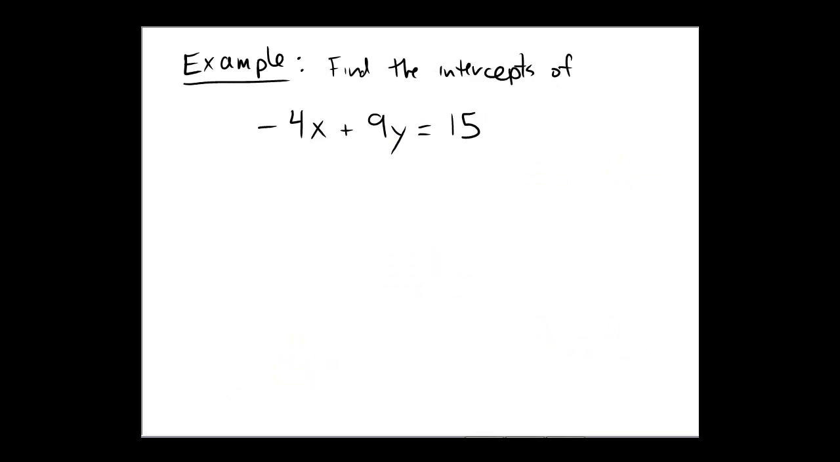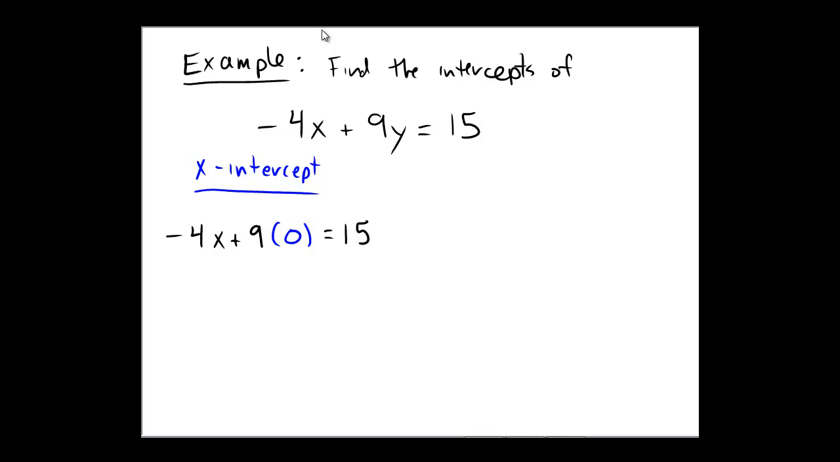So as an example, try this on your own if you wish first by pausing the video. But assuming you've given it a shot here, in order to find the x-intercept, the idea was that we wanted to figure out where we hit the x-axis, so we know that the y needs to be 0. So I will take the equation as written, negative 4x plus 9y equals 15. And notice that I replaced the y value with the number 0 so I can find the x-intercept.